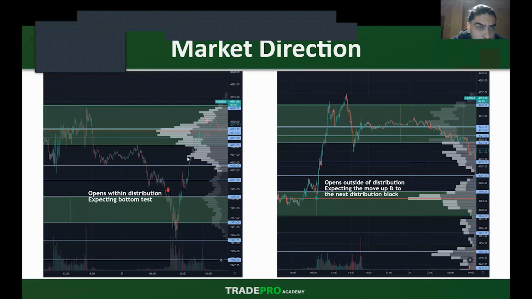So, for example, the green boxes are distributions. In example one here on the left-hand side, the open is within the distribution. Even though we're within, it's close to the top, the expectations are for a drop down towards the bottom end of the distribution. Now, the bottom end of the distribution, the first test of it does hold, but eventually we do get a break. On the right-hand side, we open prices outside of the distribution, very similar to what happened today. We get a pullback into the top of the distribution start, and you get that expanded extension move that you're expecting outside of a top of a distribution.